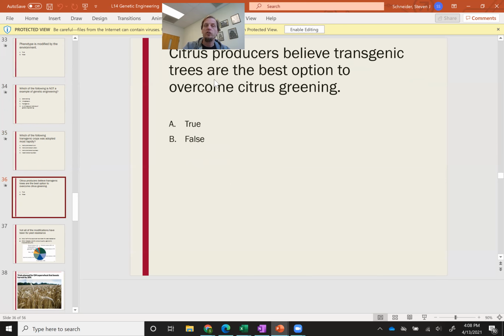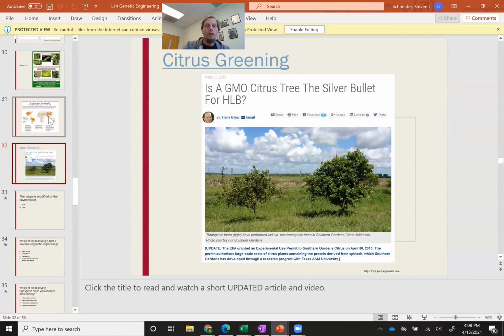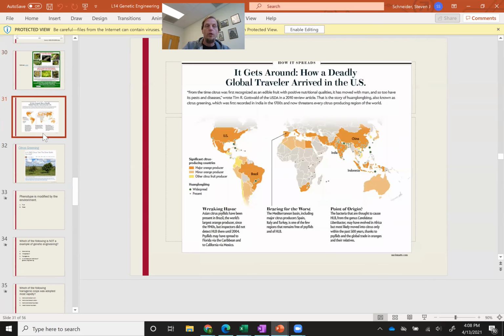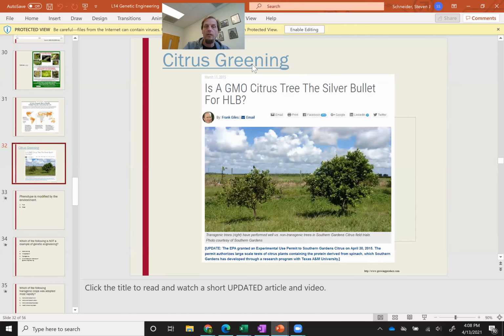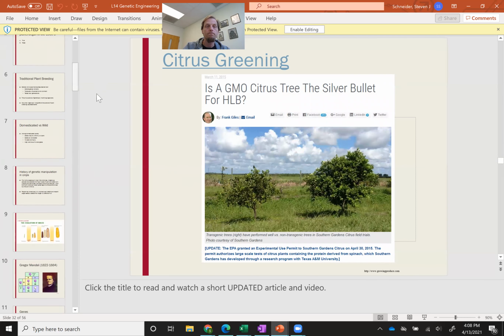Citrus producers believe transgenic trees are the best option to overcome citrus greening. Oh, this is the link. So you have 3 slides on citrus greening, and you click on this, you can read a little excerpt. That'll also help to answer this question that was up here.